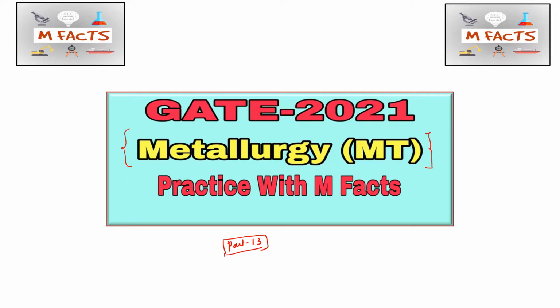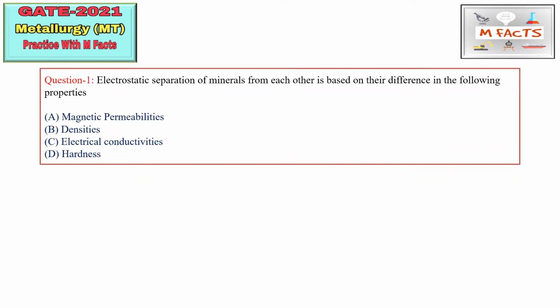Okay, so now we will do the question in this video. The first question is: electrostatic separation of minerals from each other is based on the differences in the following properties. Electrostatic separation is a concentration process used in ore dressing or mineral processing. It is a very important concentration process.